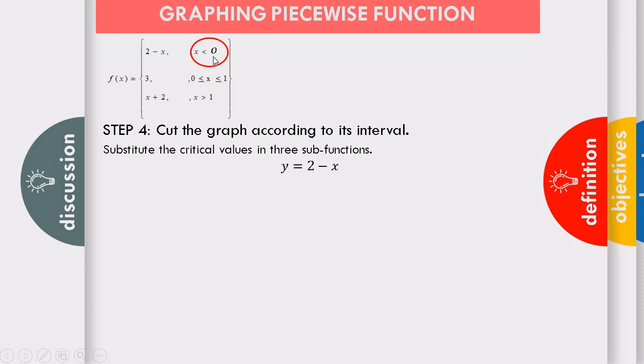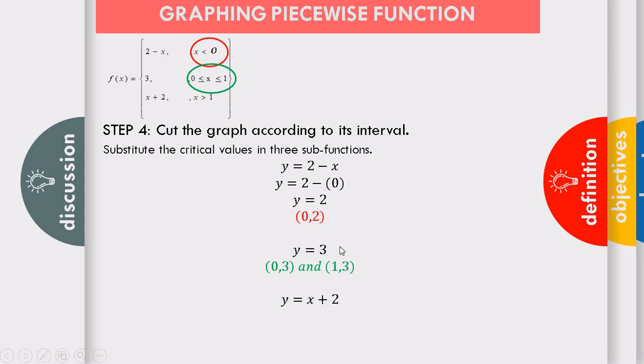So 0, y equals 2 minus x, it will become y equals 2 minus 0. So 2 minus 0 is 2, y equals 2. So therefore, the first point is (0, 2). So we will cut the first subfunction at the point (0, 2). Next one, since this one is a constant, the points are just like this. So (0, 3). So the first critical value, 0 and 3, and the second critical value, 1 and 3.